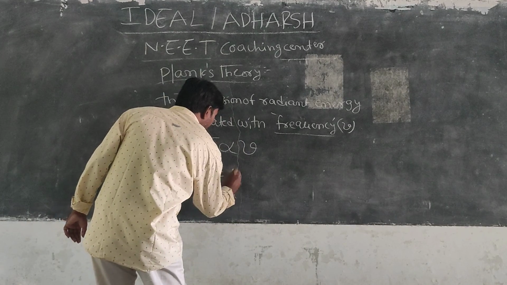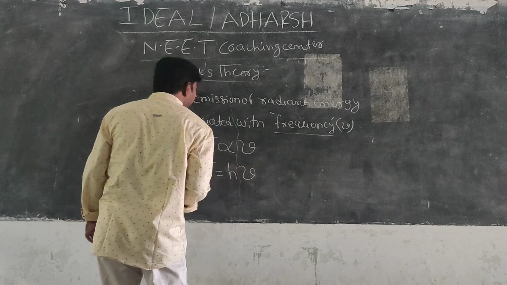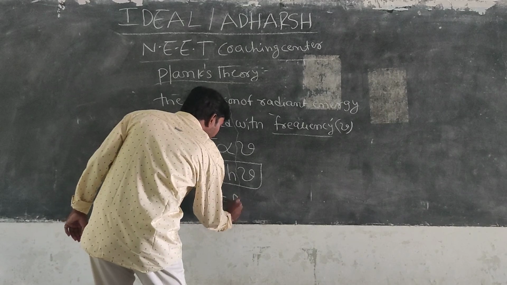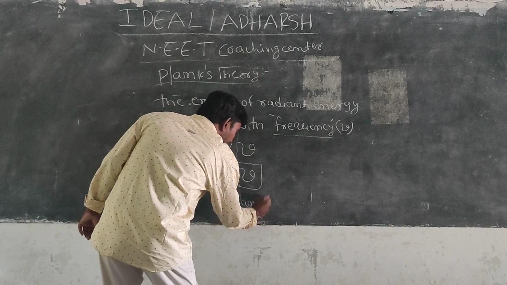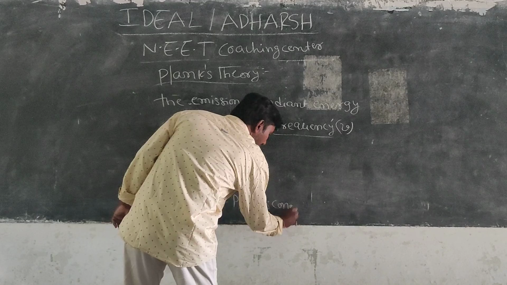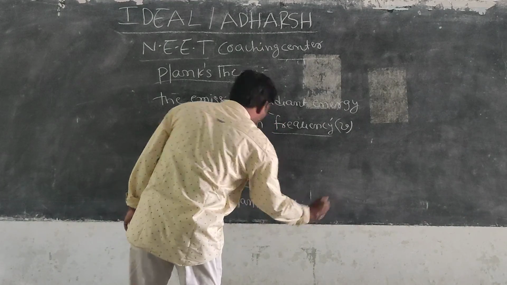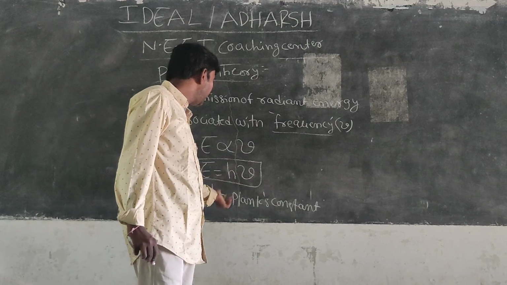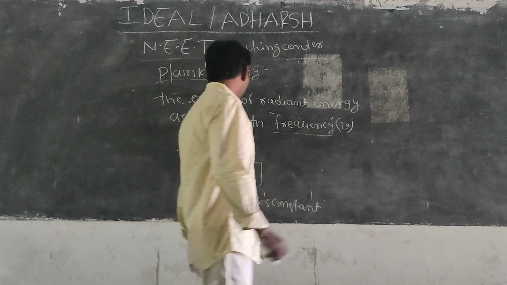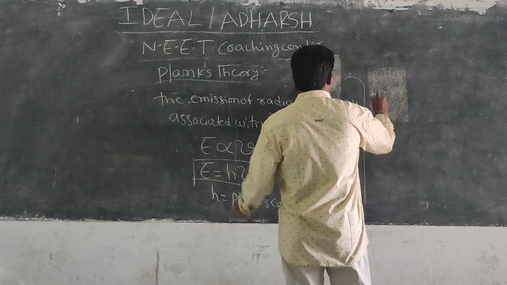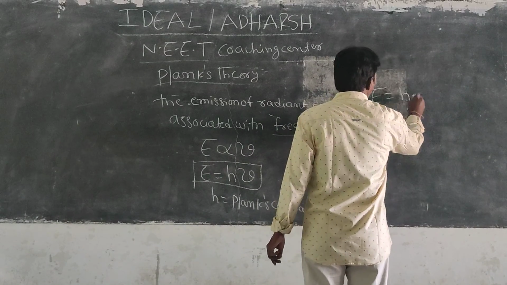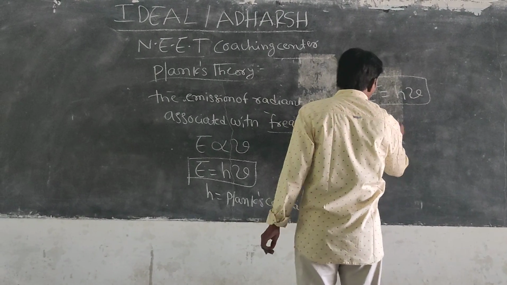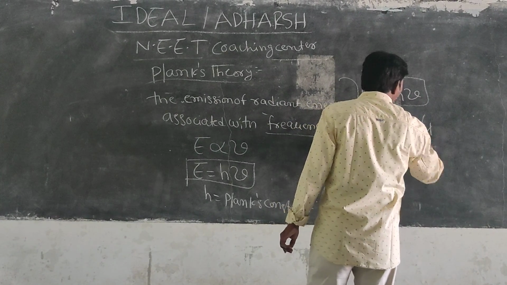Instead of directly proportional, we take one constant, h. h is the Planck's constant. So E equal to h nu. Already we know nu equal to c by lambda.